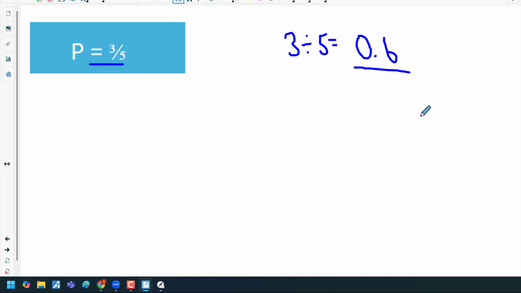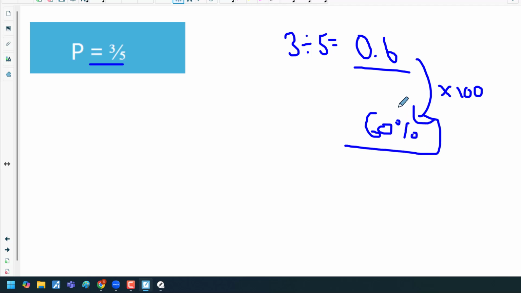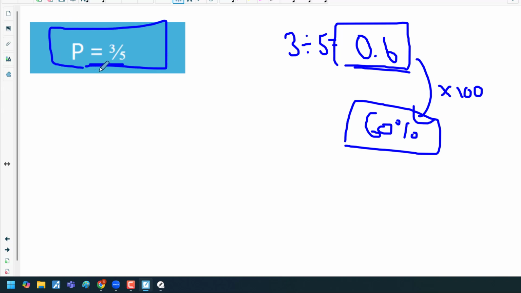What about a percent? If you're not sure how to write a decimal as a percent, all you need to do is times it by 100. So 0.6 times 100, what do you get? The answer is, this is pretty easy, 60%. And there we have all three forms. We got 60%, we got a decimal, we got a fraction.